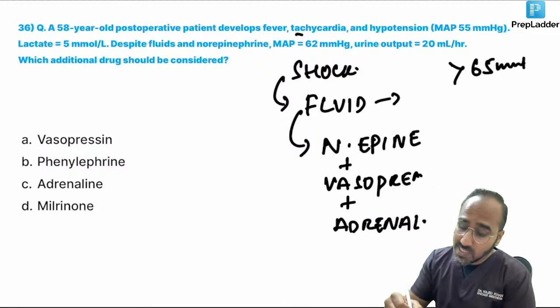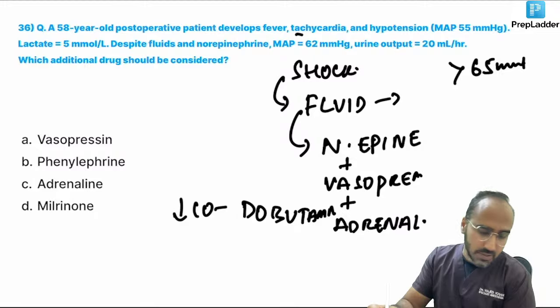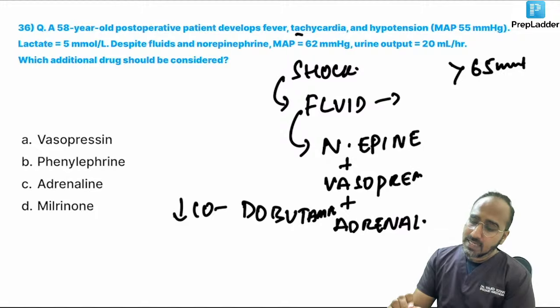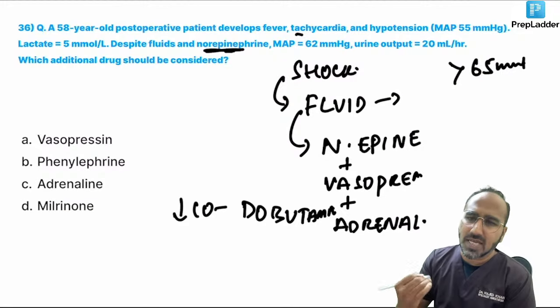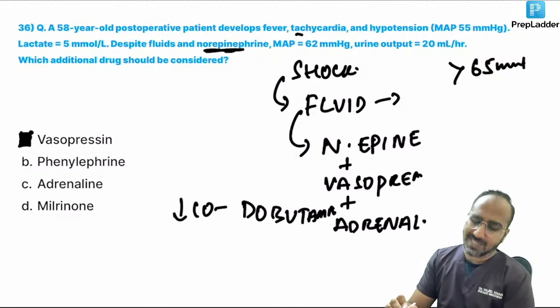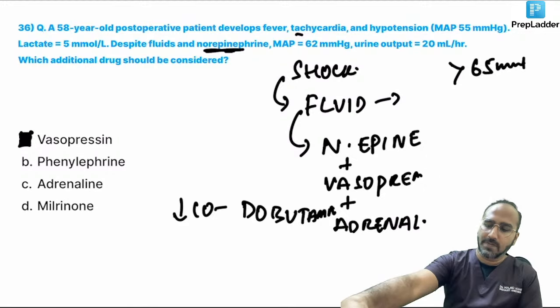But what if the patient is having a low cardiac output, guys? If the patient is having a low cardiac output, you can go for adding dobutamine also. Dobutamine. So look over here, what is the thing that should be considered? If norepinephrine is not increasing the BP, you can increase the BP by adding a drug called vasopressin. Vasopressin. So guys, these were a few important topics.